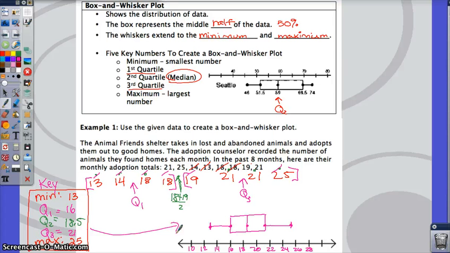So we know that 25% of the data lies in each part of this. There's 25% of the data values here, here, here, and here. It's pretty even, so it looks like the data is evenly spread out, and there's not a huge range. You know, most of the time Animal Friends would adopt out somewhere between 13 and 25 animals. It's a pretty close range. All right, let's try another one.